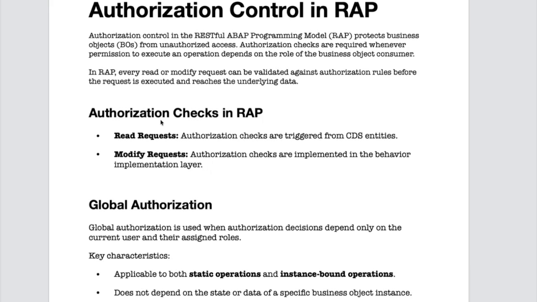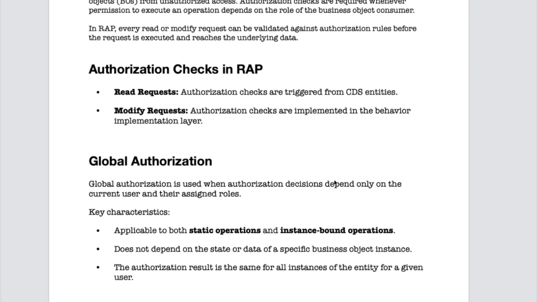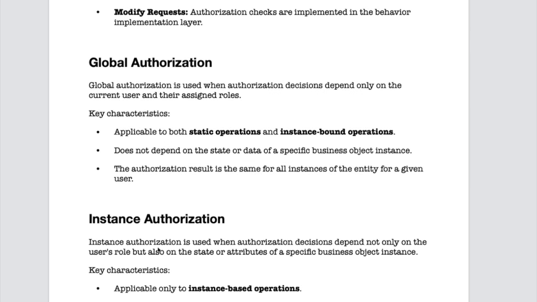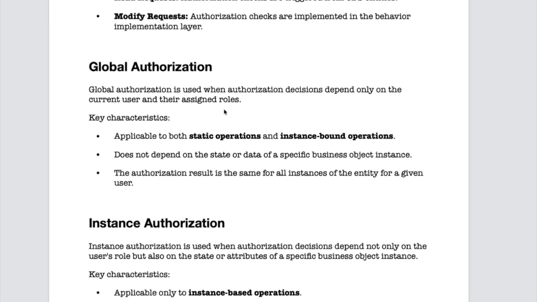Okay, so there are two types of authorization checks in RAP: read request or modify request. Read request authorization can be triggered from CDS entities, and modify authorization checks are implemented in the behavior implementation layer of our business object. Okay, so we have two types of authorization. First is global authorization and the second one is instance authorization. First of all, what is global authorization?